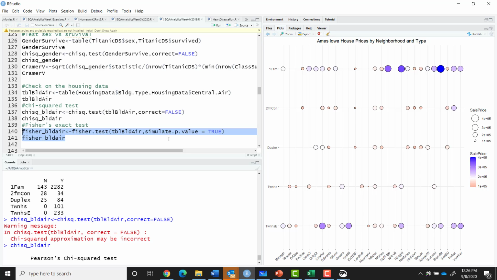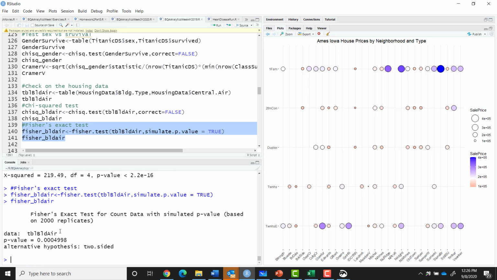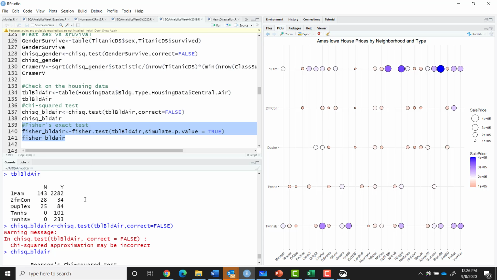Now, to run a Fisher's exact test on this big data set would take days and days and days. And R gives you an option to do a simulated test. And all this does is it makes it a lot quicker. And Fisher's exact test is very similar to the chi-squared test. And we have a very small p-value. And again, we have evidence that there's some association between housing type and whether it has central air or not, which is obvious from the data. The townhouses are all new, so obviously they all have central air.